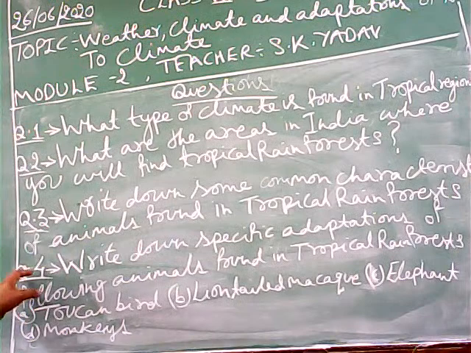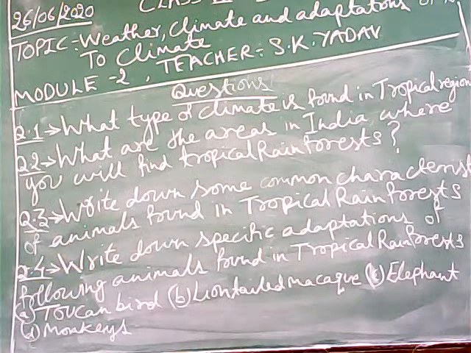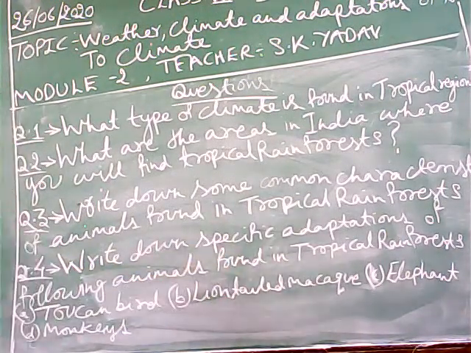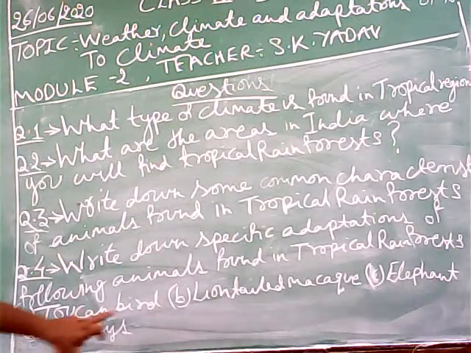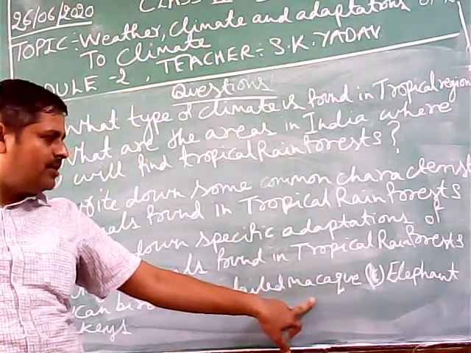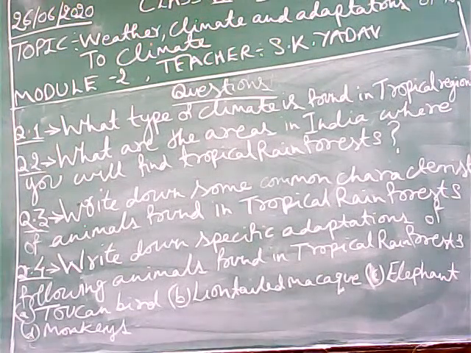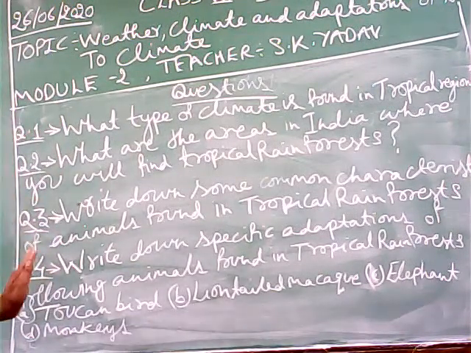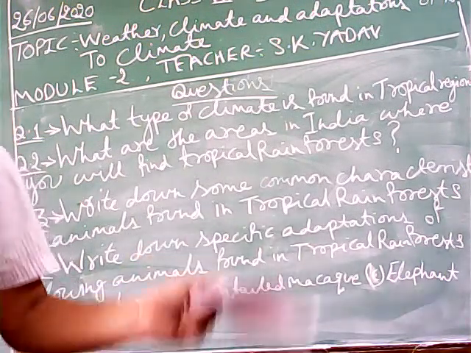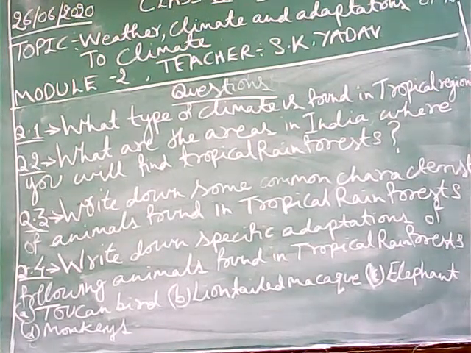Fourth question. Write down specific adaptations of following animals found in tropical rainforest. First, tropical bird. Second, lion-tailed macaque. Third, elephant. Fourth, monkeys. Okay, children. So these are the questions that you need to answer. I'm waiting for 5 minutes. You can note down.